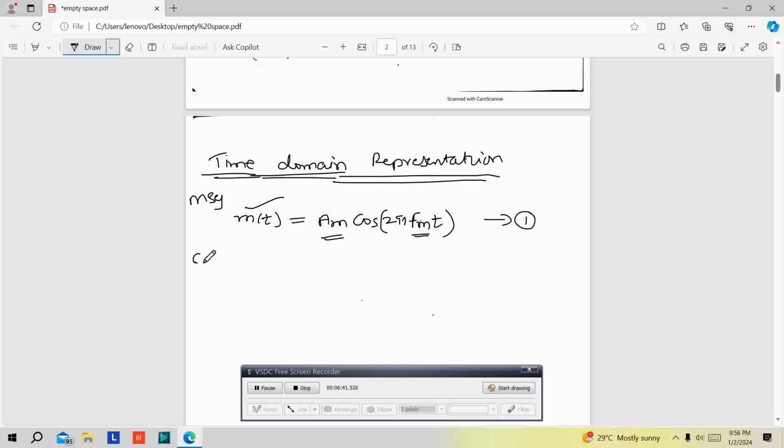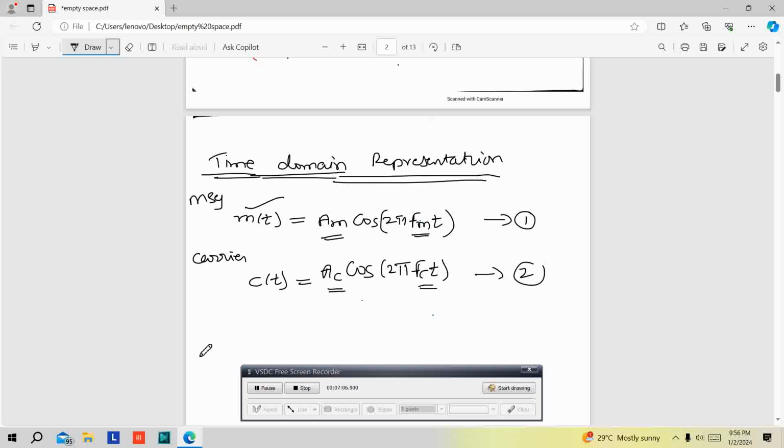Similarly, consider any carrier signal. The carrier signal is represented as c(t), which is equal to Ac cos(2π fc t). Call this equation 2. Ac is the amplitude of the carrier signal, and fc is the frequency of the carrier signal.